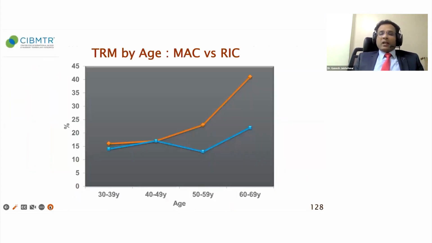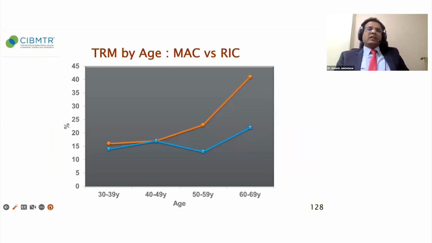So again, as shown in this graph, for the transplant related mortality, the moment you start increasing the conditioning chemotherapy intensity above the age of 40 years, you can see the curves separating apart, and the curves are widely separated in people above the age of 60 years.